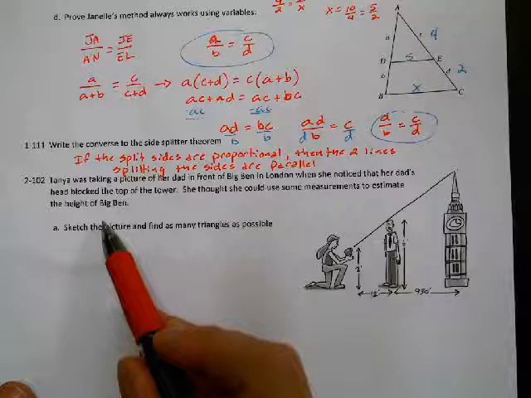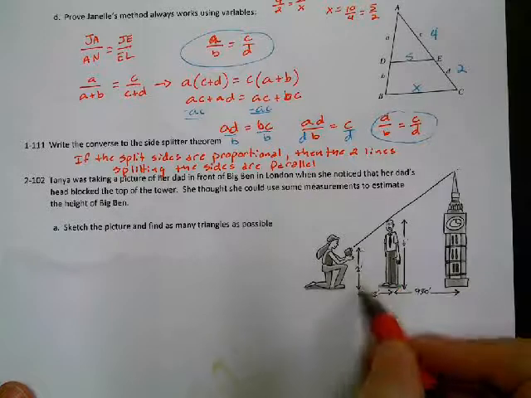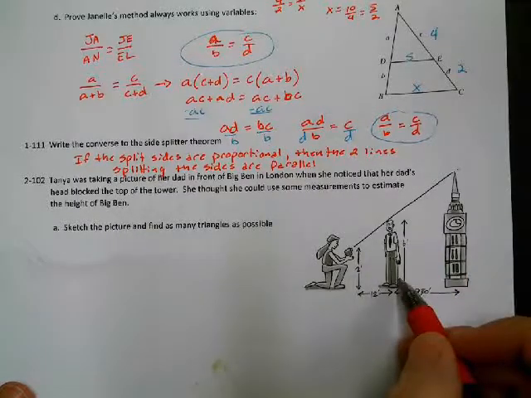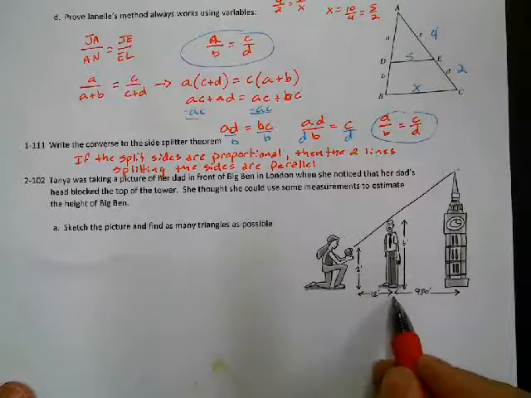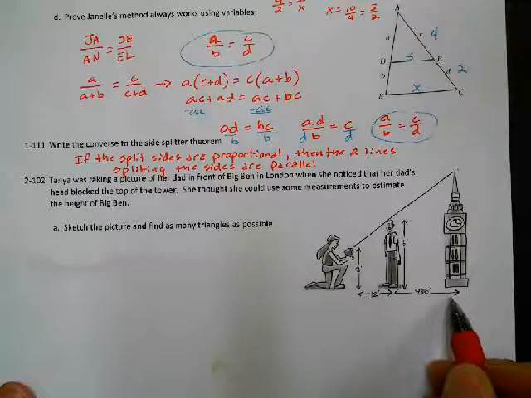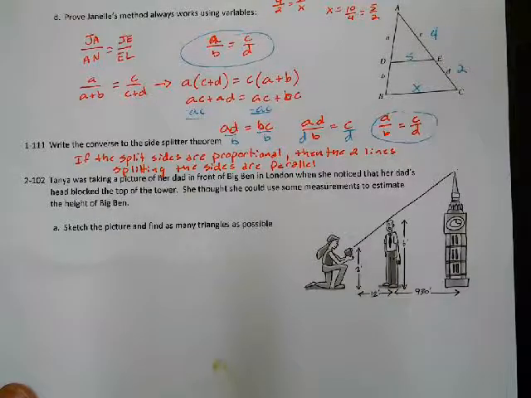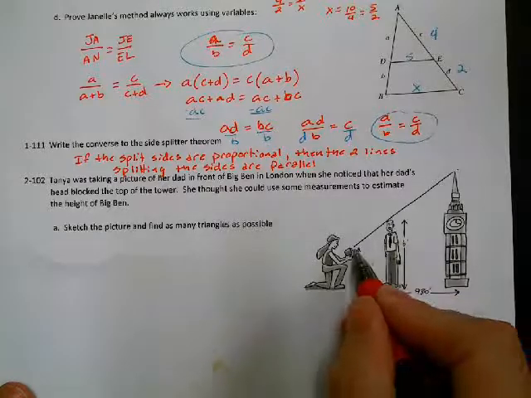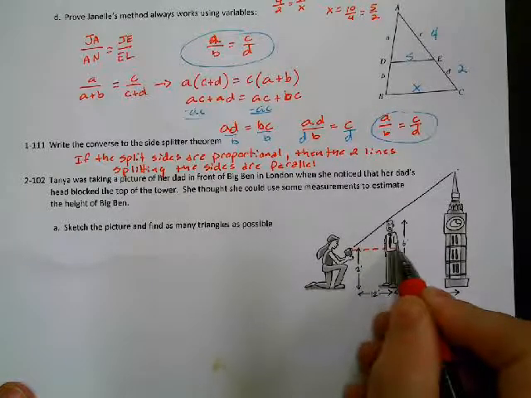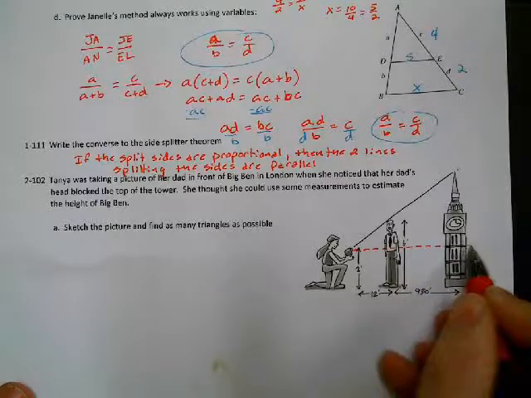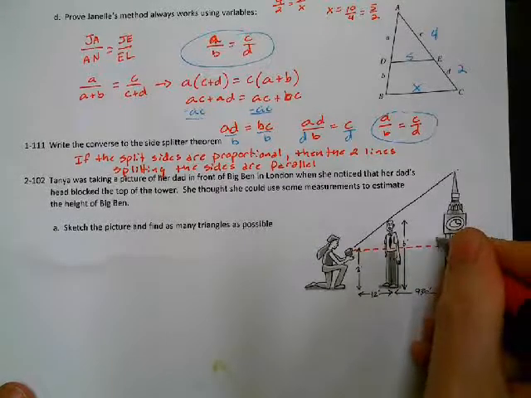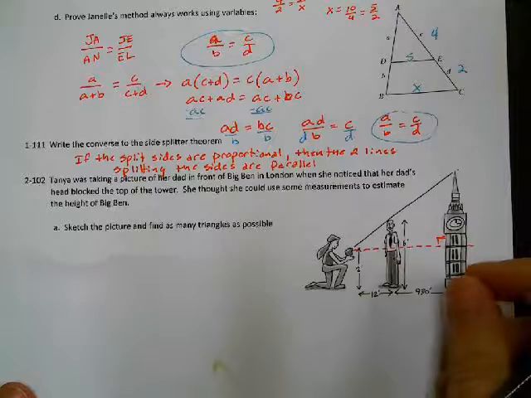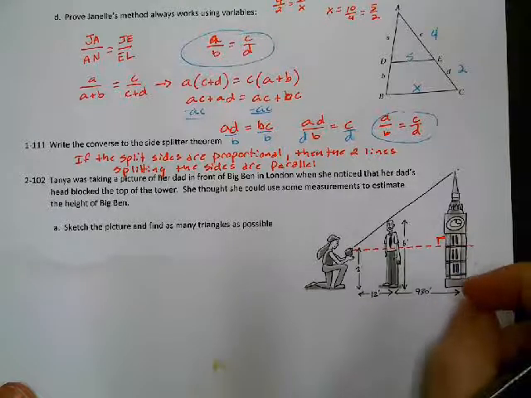And she thought she could use some measurements to estimate the height of Big Ben. So her camera is 2 feet above the ground. Her dad's 6 foot tall. She knows that her camera is 12 feet to her dad. And then her dad's 930 feet away from Big Ben. So she's going to use that information in order to find out how tall Big Ben is. And what we're going to do here is we're going to make triangles. If I make a triangle here, so I'm going to assume that Big Ben is perpendicular to the ground. Otherwise, it'd be tilting and probably wouldn't stand. And I'm going to assume that her dad's not leaning.